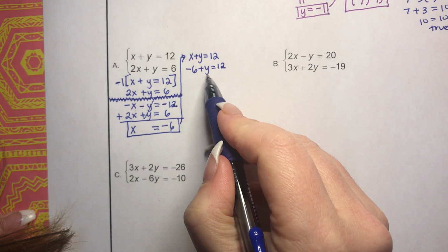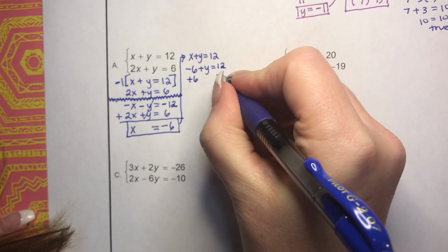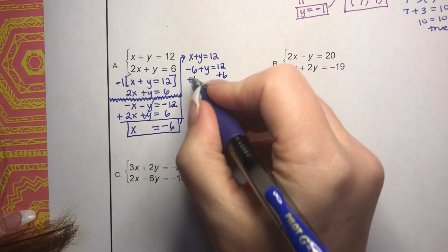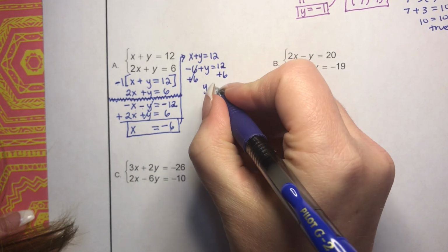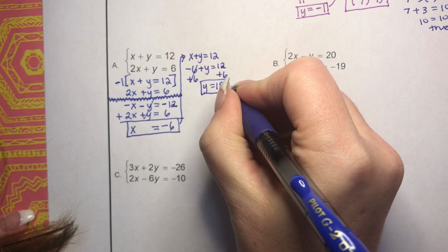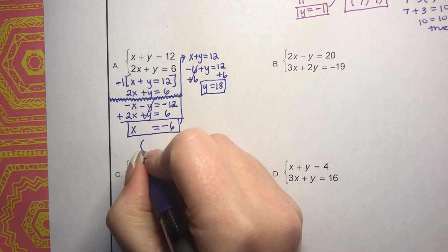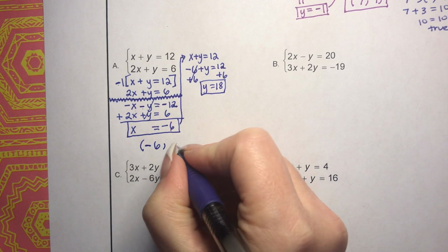And then we just need to get y by itself, so we're going to add 6 to both sides. And then that cancels. We're left with y equals 12 plus 6, which is 18. So we have our solution. I'm going to write my solution here. It is (-6, 18).